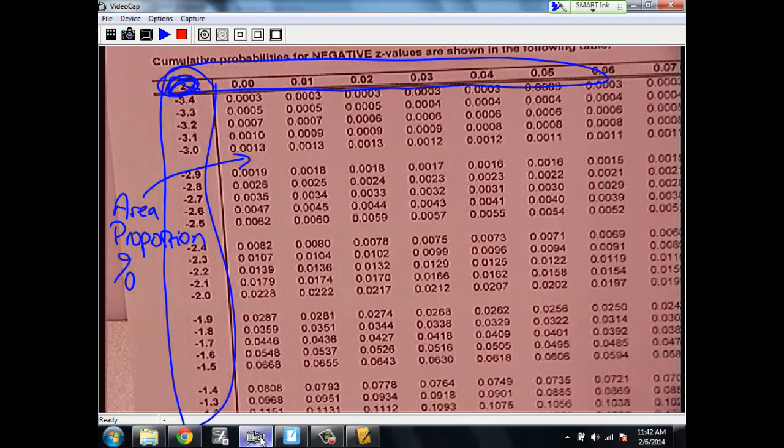What's the area under the curve? What's the proportion in between these 2 points? What percent of the data lies in between in this range? Z-scores along the edge, inside all these numbers in here, these are percents or proportions or your area.